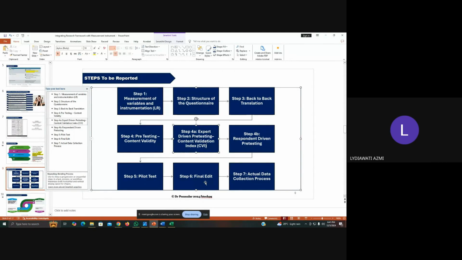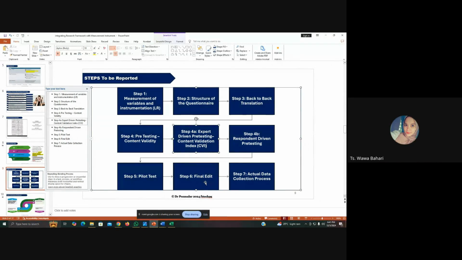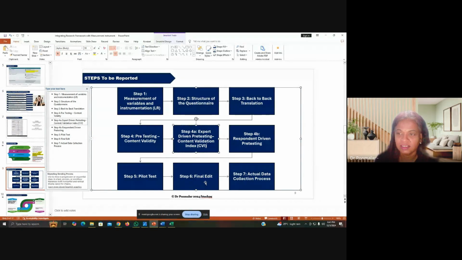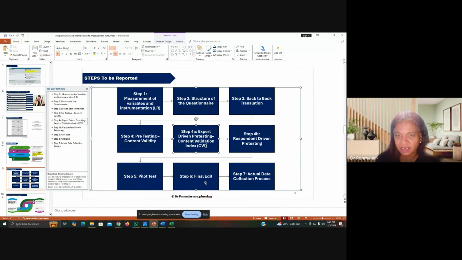Faham. Okay, so can I become your expert reviewer? Boleh tak? Can. Dekat mana? For instrument development. For instrument development, right? Okay, I'm not offering myself, I'm just telling you all, okay? So can I become an expert reviewer? Yes, maybe on the instrument development.